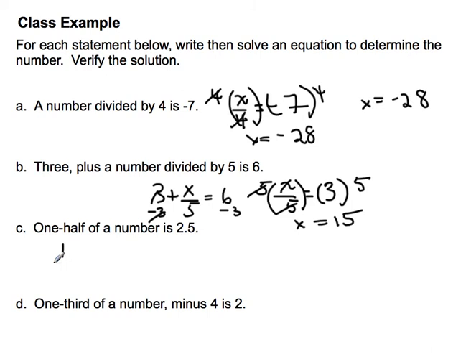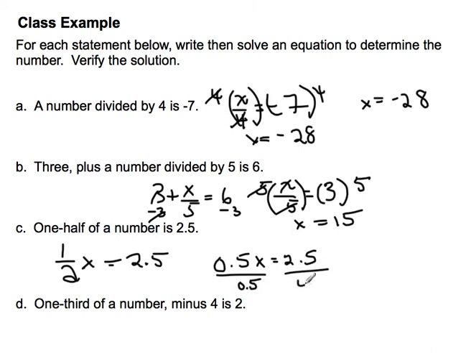Here, 1/2 of a number. So 1/2 of a number is equal to 2.5. You can also write it as 0.5x is equal to 2.5, which is what I'm going to do because it's a little bit easier to solve, because all I have to do now is divide both sides by 0.5. And we have x is equal to 5.